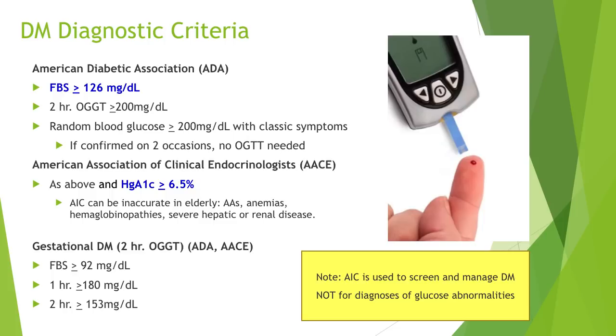For women who are pregnant, they will also get a 2-hour glucose tolerance test, and that's also recommended by the ADA and AACE. A fasting blood sugar greater than 92 milligrams per deciliter, a 1-hour result greater than 100, or a 2-hour result greater than 153 milligrams per deciliter would meet inclusion criteria for gestational diabetes.